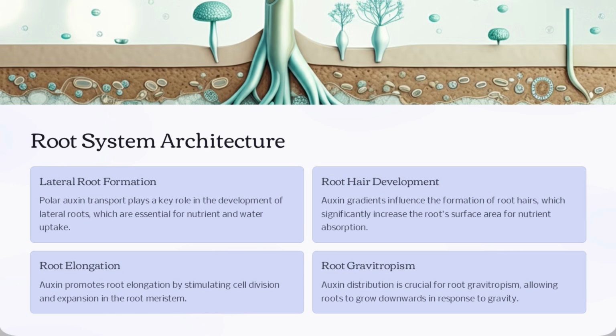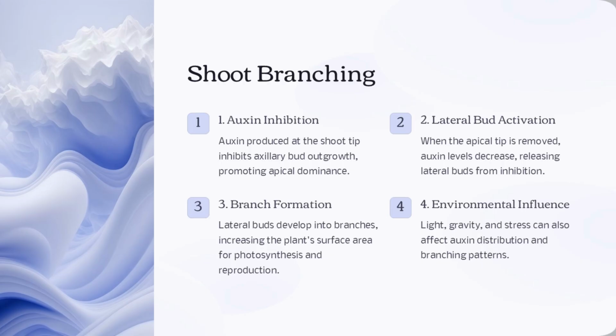Auxin distribution is crucial for root gravitropism, allowing roots to grow downwards in response to gravity. Apical dominance is the tendency of the shoot tip to inhibit the growth of lateral buds through the production of auxin. When the shoot tip is removed, auxin levels decrease, allowing the lateral buds to activate and develop into new branches. Branching increases the plant's surface area for photosynthesis and reproduction, improving the plant's overall growth and fitness.